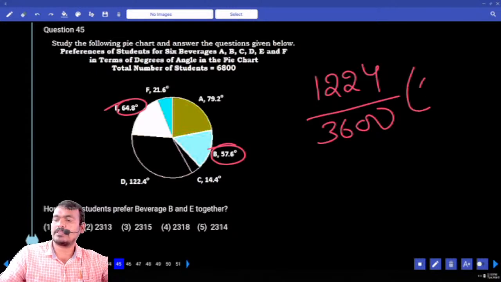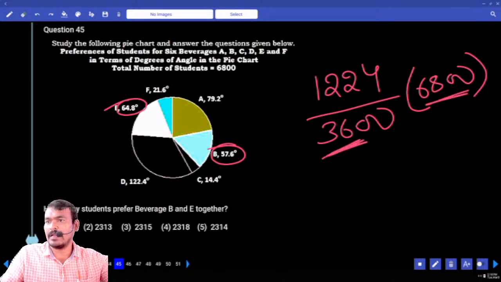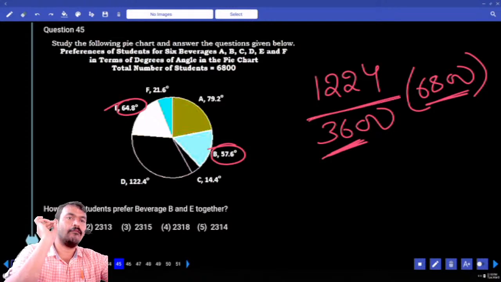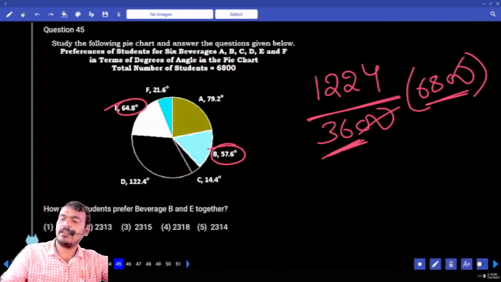What is the 3600 value already given? 360 degrees represents how much? 360. But we required how many degrees? 122.4, or not? 2 zeros are cancelled, or not?